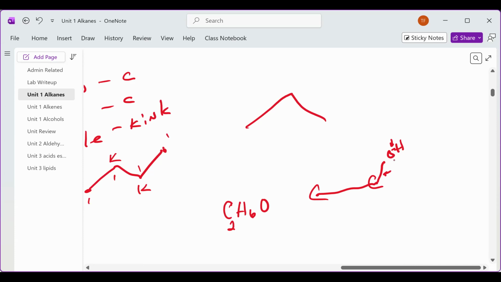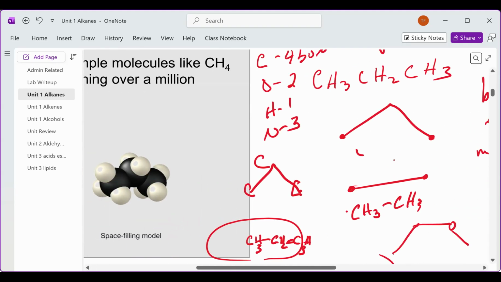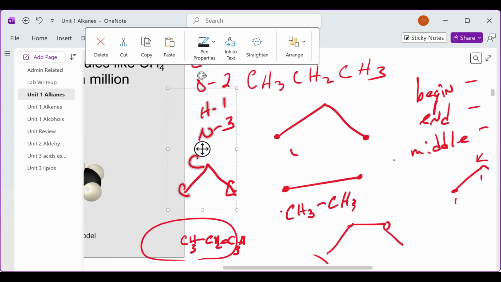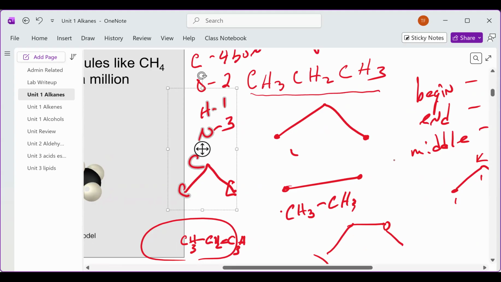So this is called ethanol. Ethanol is a drinking alcohol. There's a lot of alcohols in the world. Millions of them, different ones. Cholesterol, alcohol. Okay, so we're not going to be using this notation at all. We're going to be using that notation.